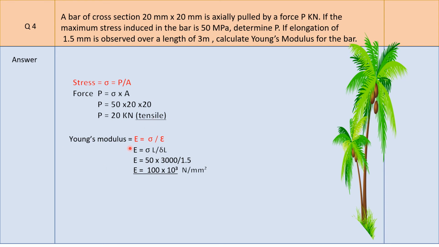Now Young's modulus E is equal to stress upon strain, but the strain is not given, so we will write it as E equal to sigma into L divided by delta L. Sigma is 50 as given here, 50 megapascal. Length of the bar is 3 meter. Convert it into mm, it will become 3000, and the elongation delta L given is 1.5, so substitute it as 1.5. So 50 into 3000 divided by 1.5. Do it on your calculators. See that you get the answer 100 into 10 raised to 3 for the modulus of elasticity, or Young's modulus, and the unit is Newton per mm square.